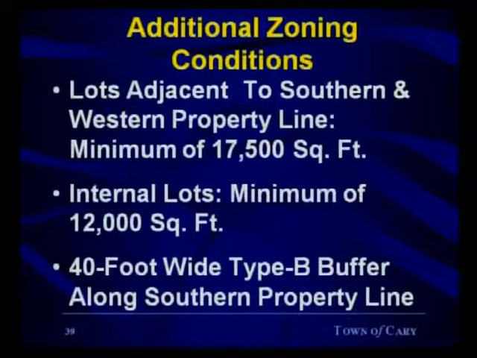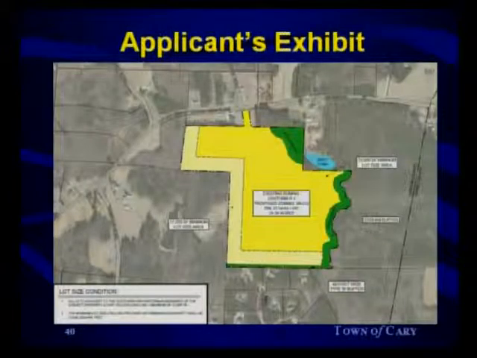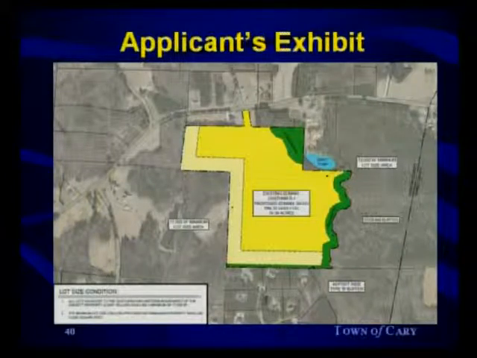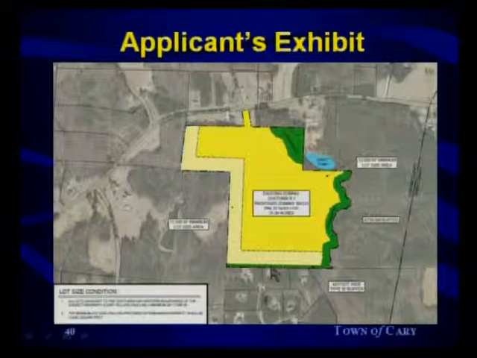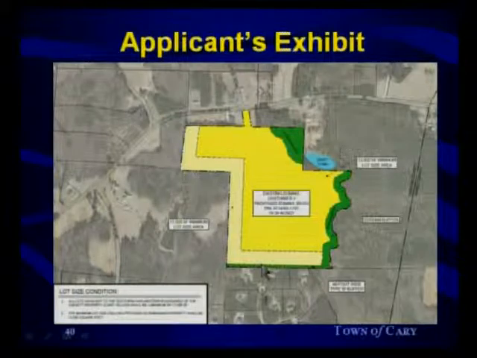Since then, the applicant has submitted additional zoning conditions, which is why there's another public hearing this evening. They have proposed that lots adjacent to the southern and western boundary lines be a minimum of 17,500 square feet, and internal lots be a minimum size of 12,000 square feet, and also that a 40-foot type B buffer be provided along the southern property line. The applicant provided an exhibit which identifies that 40-foot perimeter buffer area and where the larger lots would be along the southern and the western property lines.